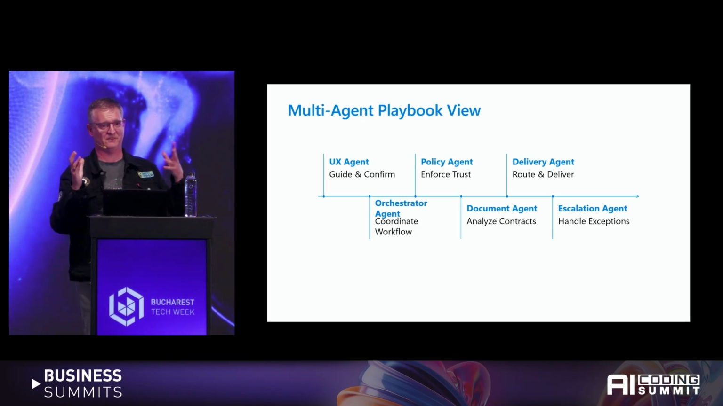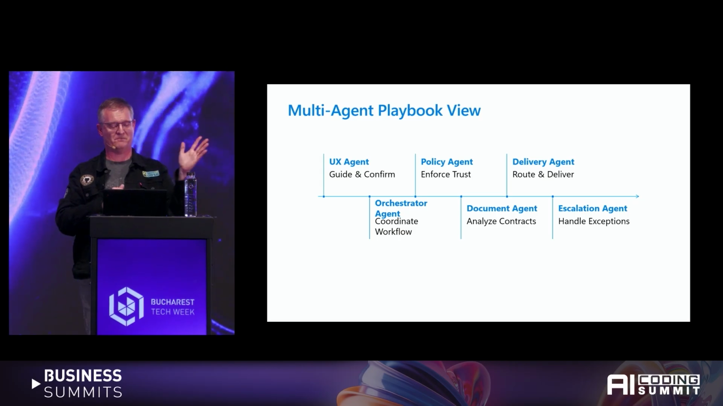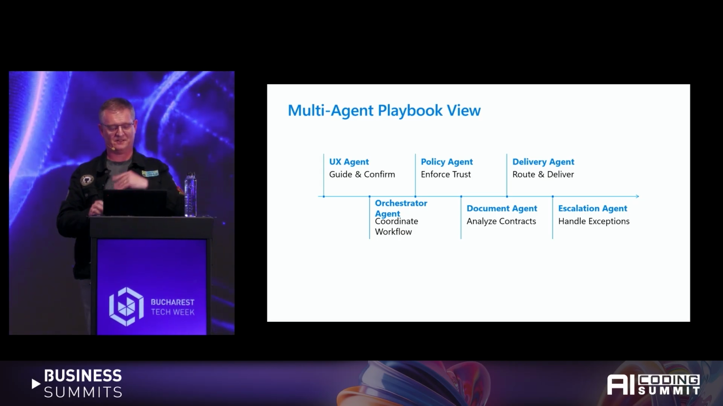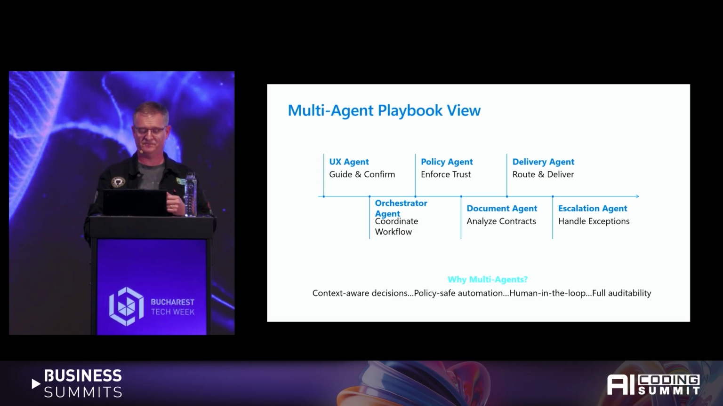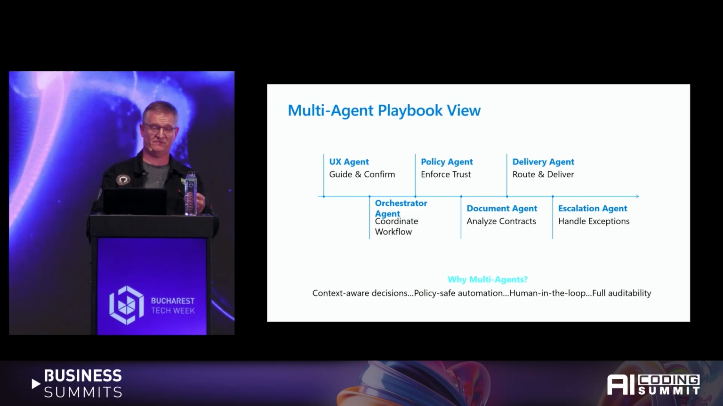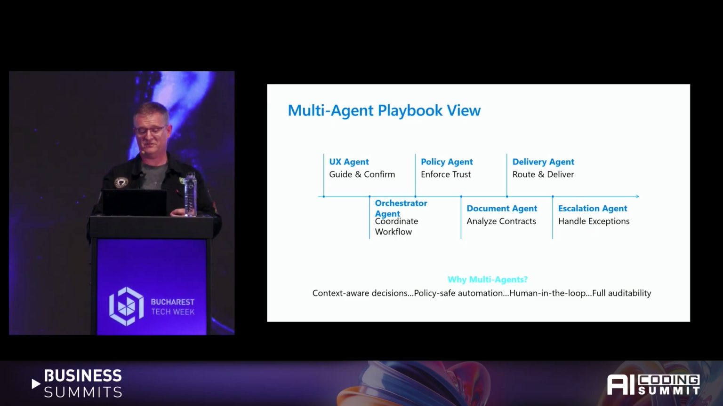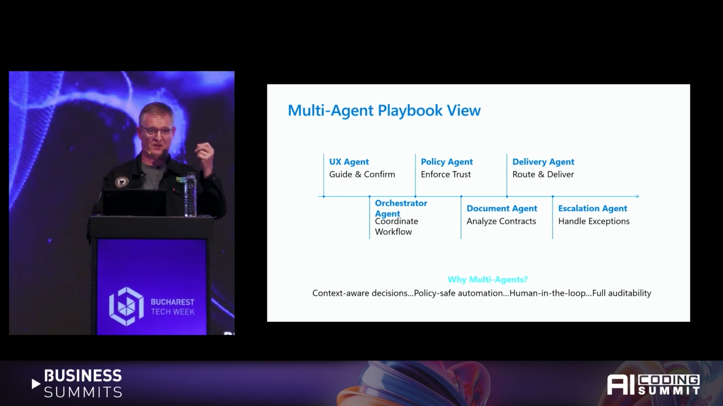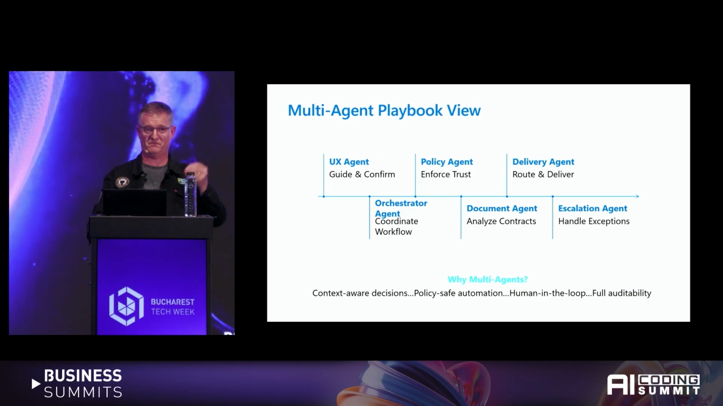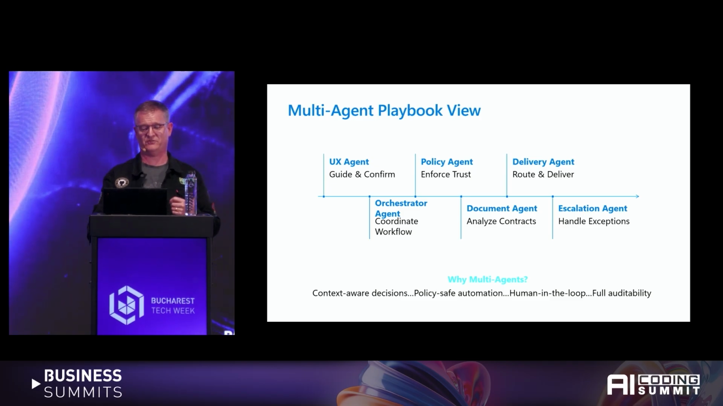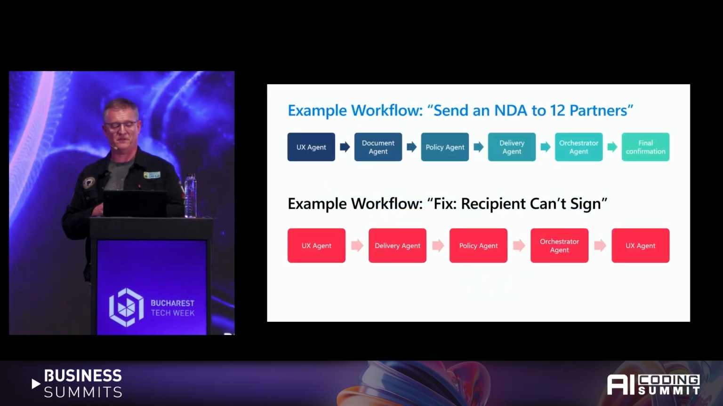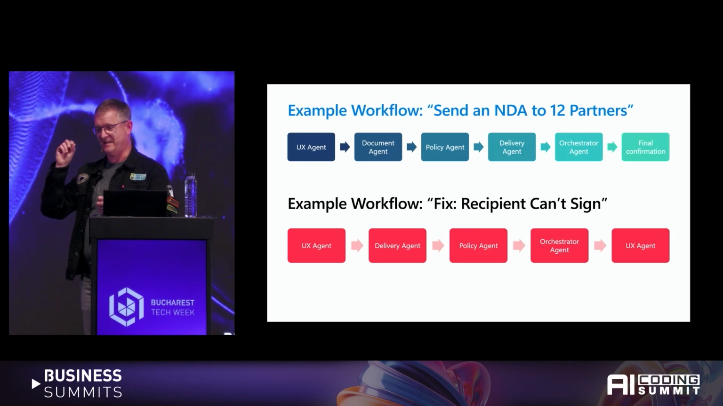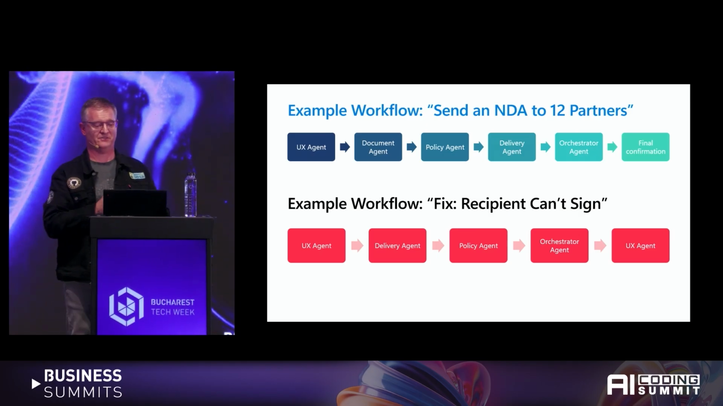So this is a typical architecture of a multi-agent solution that's going to guide us through this process. Again, why multi-agent? Context-aware decisions, policy safety, the human in the loop is so key. And again, that full auditability of what was actually done, by who, by when, etc. So this is our example: we're going to send an NDA to 12 partners.